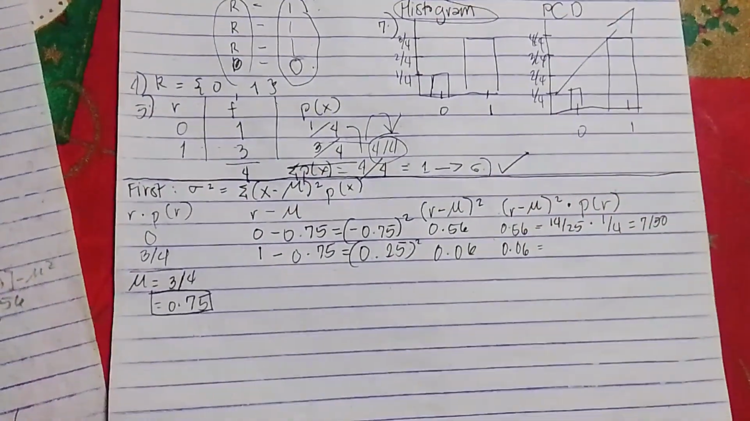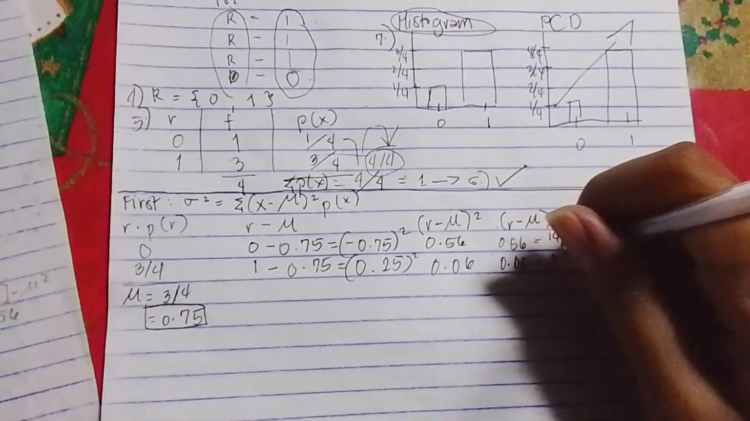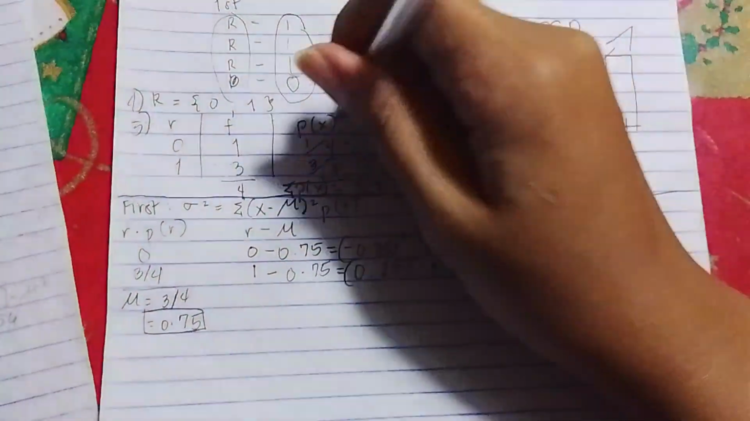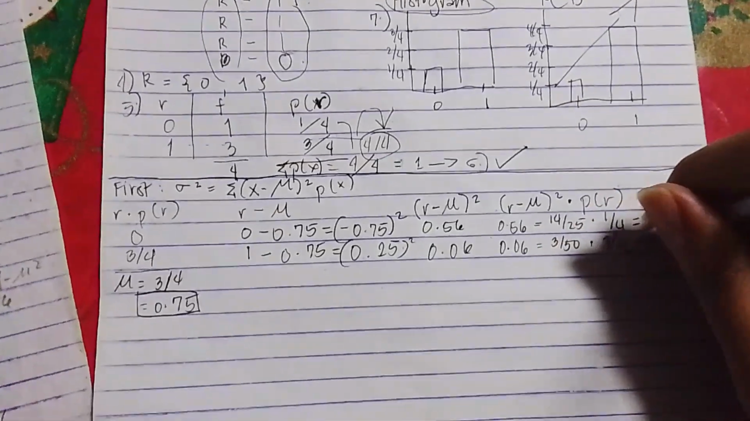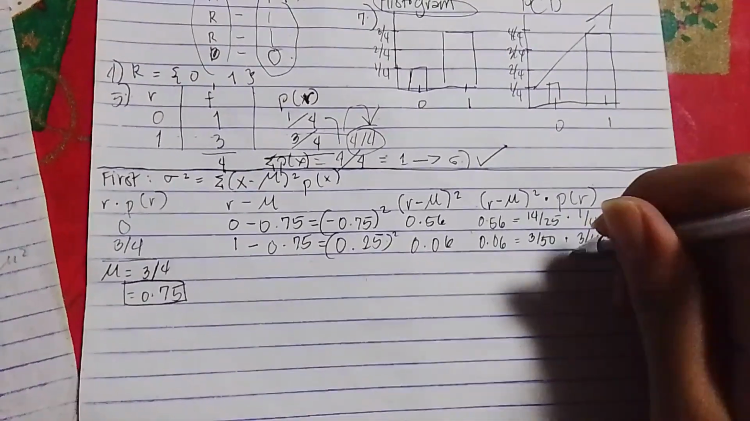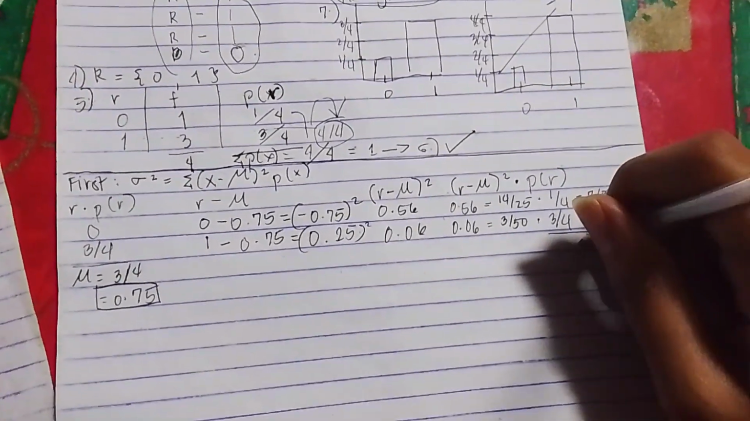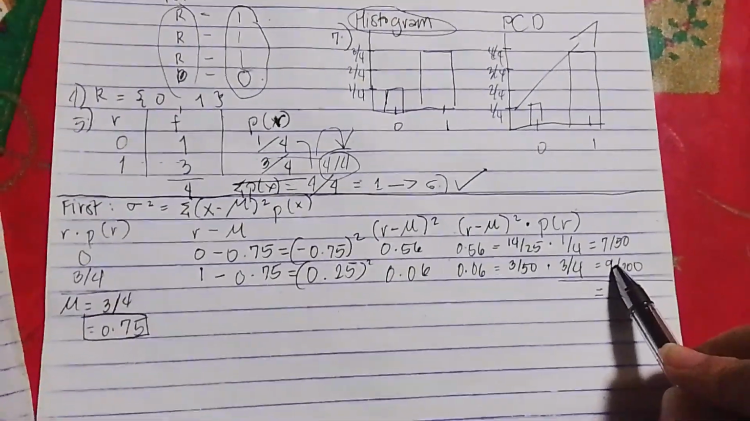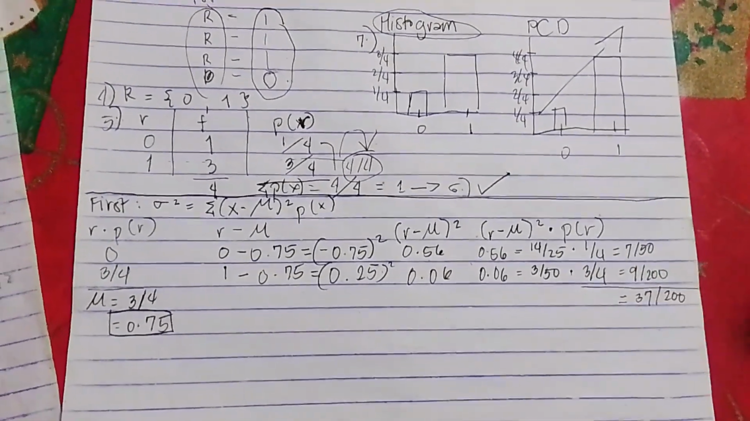0.06 will be changed into its fraction form, which is 3 over 50, multiplied by P of R, which is 3/4. Then we will have 9 over 200. We will summate all this. So 7 over 50 plus 9 over 200 is equal to 37 over 200.